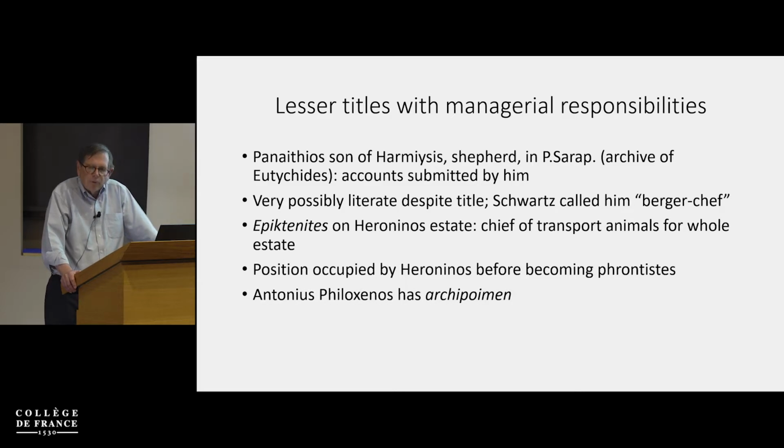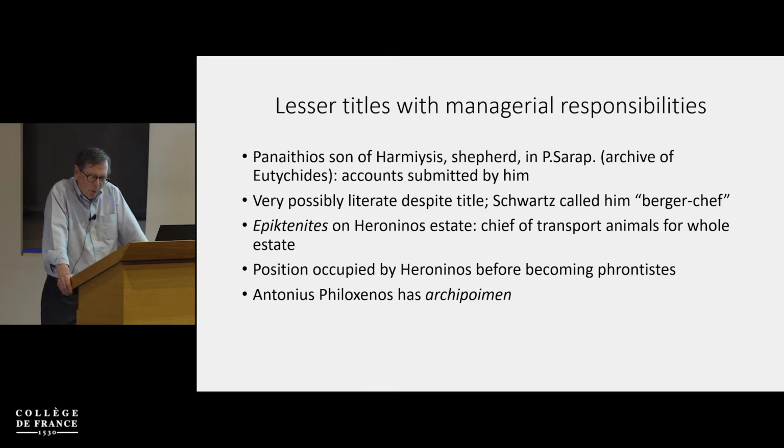Panaithios was responsible for two accounts. Schwartz describes him as a berger chef. There's no indication that he was not the actual writer of these accounts, which is, in the case of number 52, titled Account of Sheep of Eutychides, son of Serapion, Hermopolite, through Panaithios, son of Harmusus, shepherd, poimen.